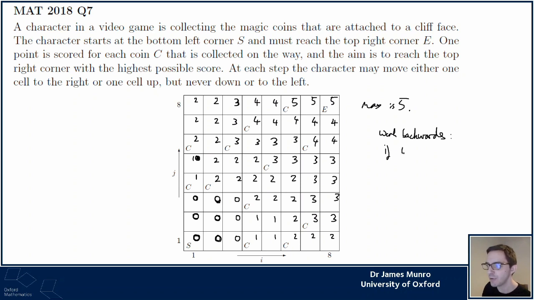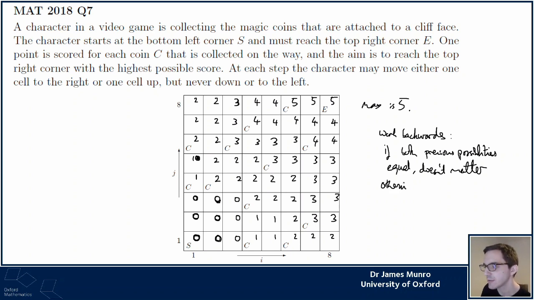If both previous possibilities are equal, it doesn't matter. I suppose I could choose at random or choose the top one or something, choose to come from the left or choose to come from below.